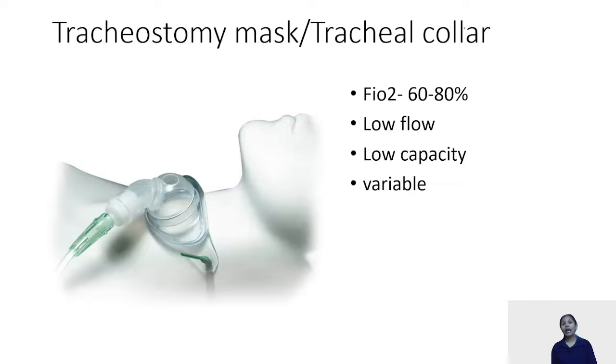Coming over to the last thing, that is the tracheostomy mask or the tracheal collar. It gives an FiO2 of 60 to 80%. Again, it's a low flow, low capacity and variable performance device in which a mask is put over the tracheostomy tube, and the patient is asked to breathe oxygen via this mask.